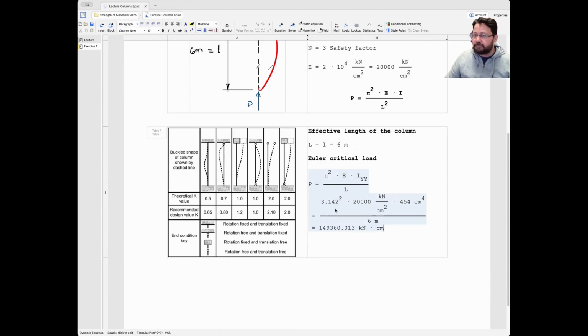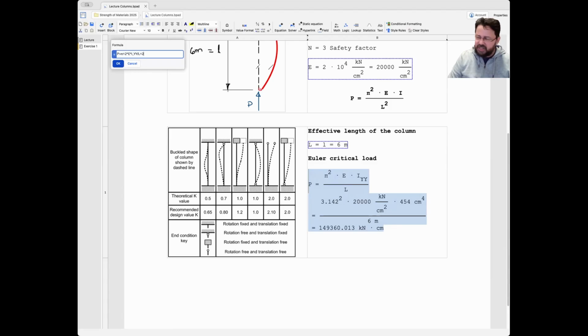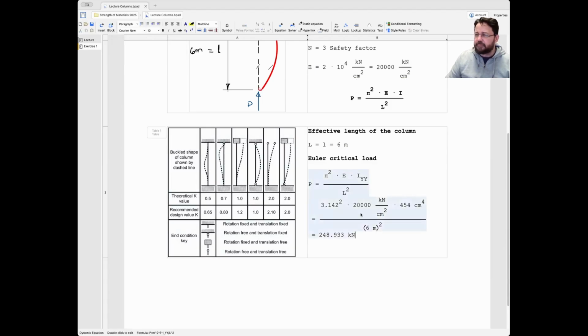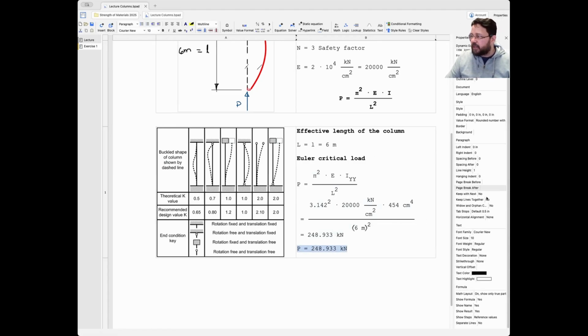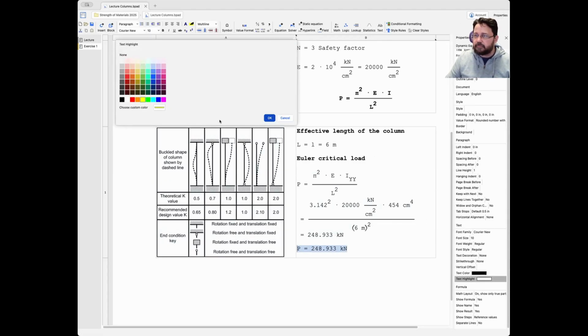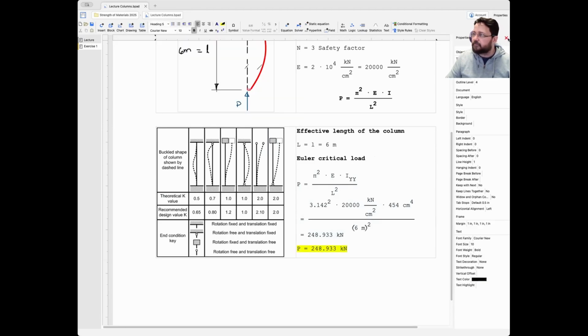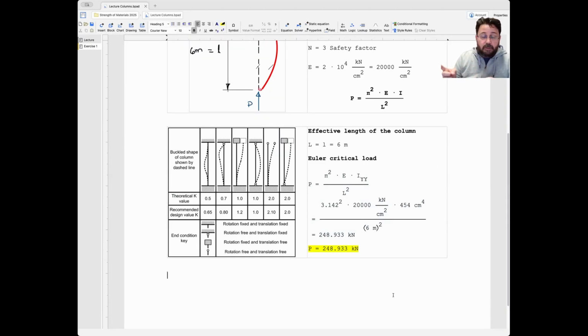Sorry. Yeah, it should give me that. Length squared. I was checking the units, kind of something wrong there. Here it is. I can put it nicely, let's put some highlight there. So we have it. According to Euler, don't put more than 250 kilonewtons. If you put more, you're going to have buckling failure.